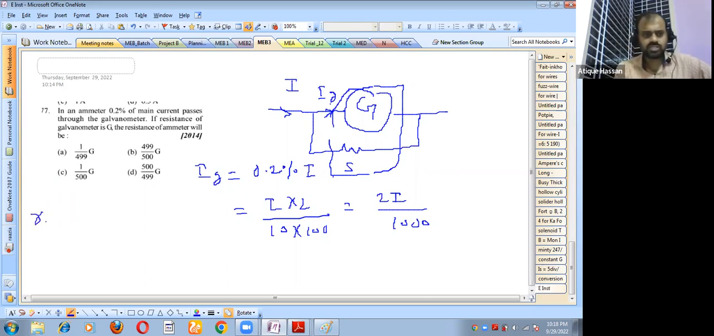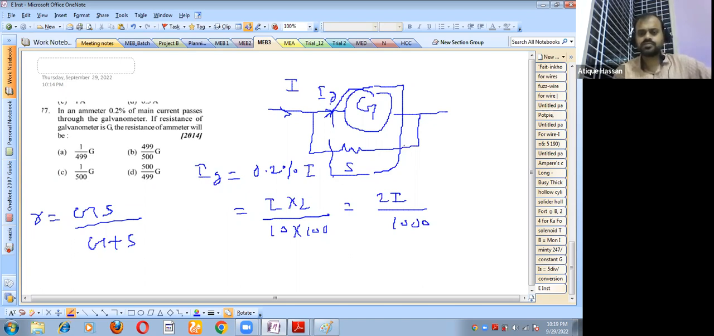So what is the resistance of the ammeter? That is GS upon G plus S, right? R1, R2, these are in parallel. So we don't know S. G is given, we don't know S. So how to find S?